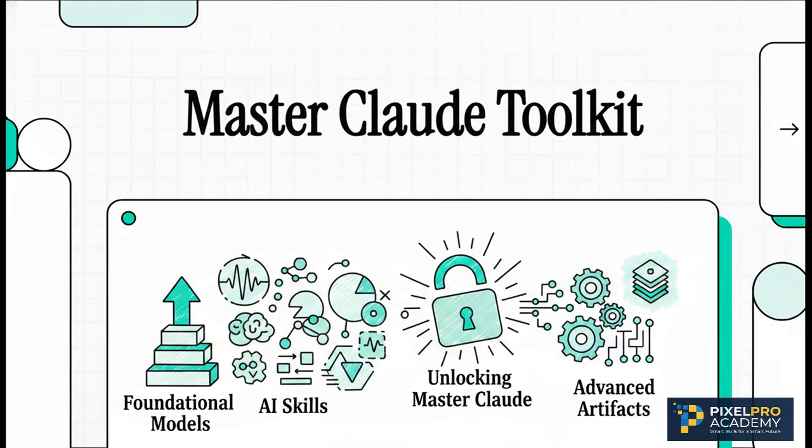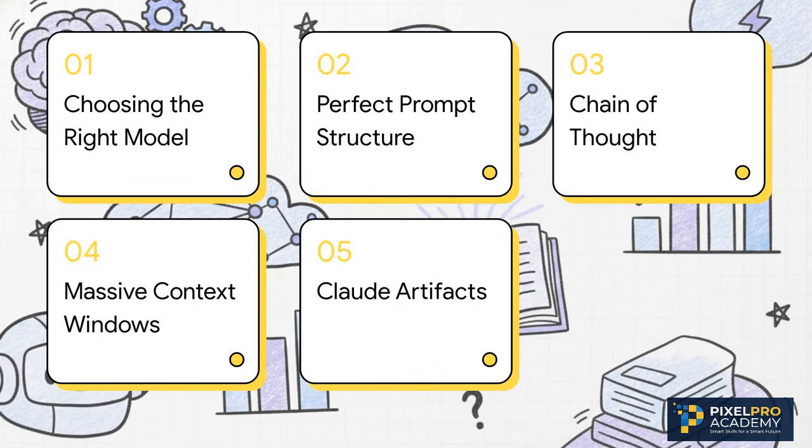Okay, let's dive into this. So here's our syllabus for today. First, choosing the right model. Second, the perfect prompt structure. Third, chain of thought reasoning. Fourth, managing massive context windows. And finally, number 5, building with Claude artifacts.